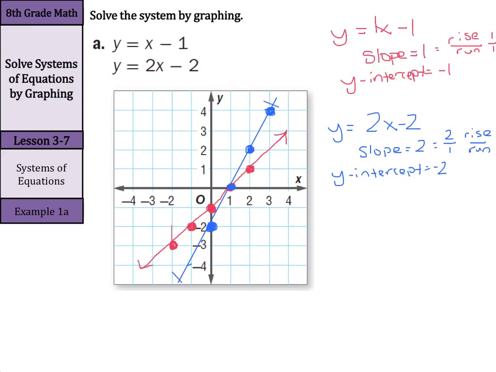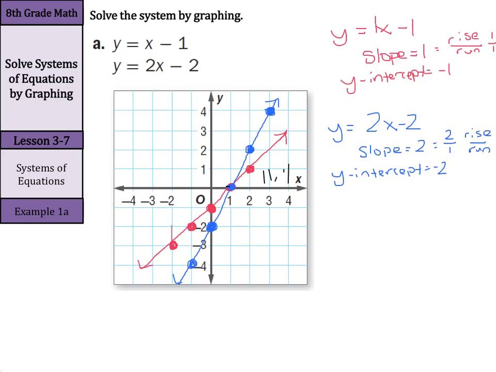And hey, we have an intersection point right there. We have a point of intersection. And that point is at 1, 0. So our estimate here, based on the graph, is the point 1, 0, where these two equations intersect.